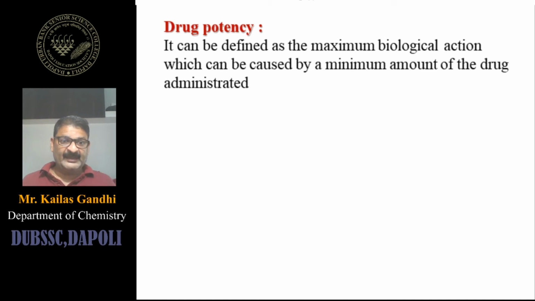So for the same action, we can say that drug C is more potent than drug B and drug B is more potent than drug A. When we compare these three, the idea becomes more clear. Means if a minimum amount of drug gives the desired effect or maximum biological response, then we consider that particular drug a potent drug, and that is the drug potency.